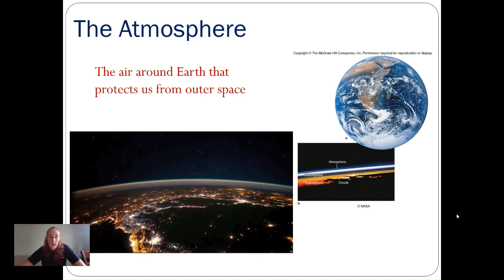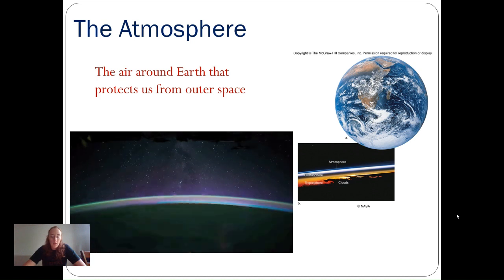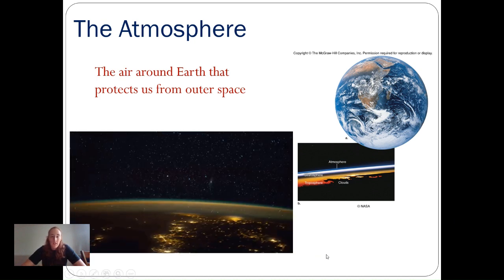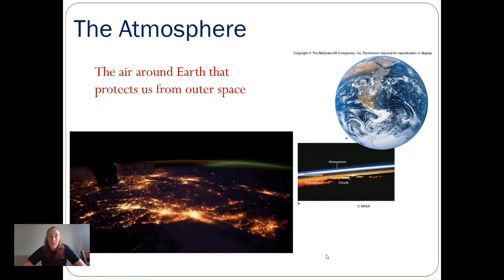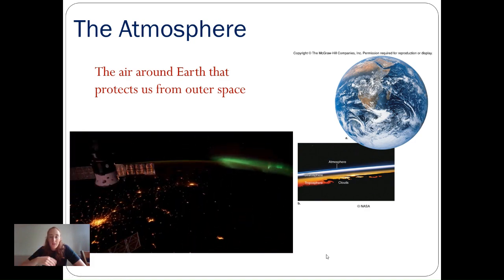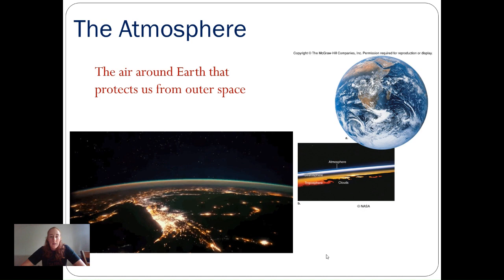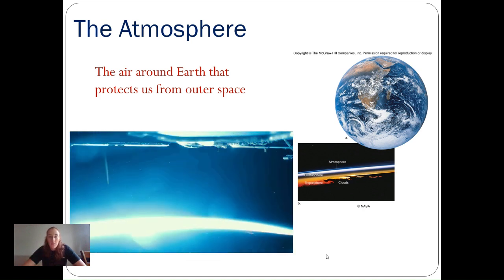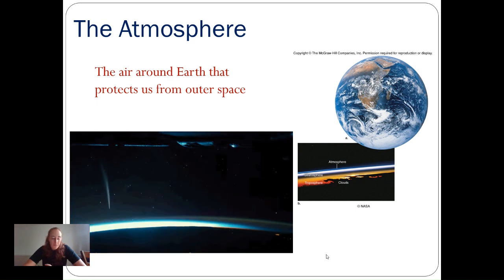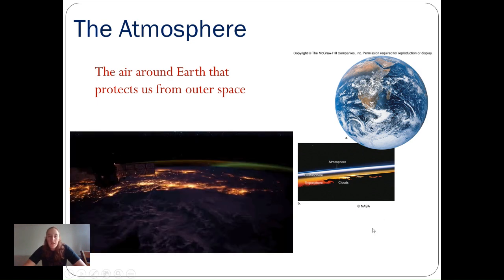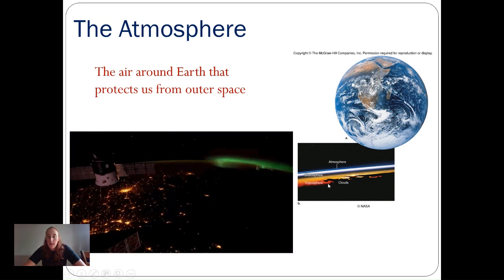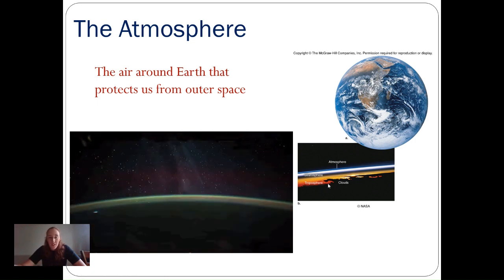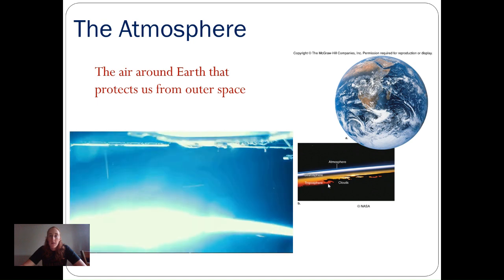So you can see the atmosphere from outer space. The film that's playing on the bottom left is just images from the International Space Station. Where it's flying, you can see the northern lights and light pollution, but you can also see the thin envelope of gas that surrounds Earth. There are different layers of the atmosphere, as we'll talk about in a second: the troposphere, the stratosphere, the mesosphere, and the thermosphere. All of these make up our atmosphere.